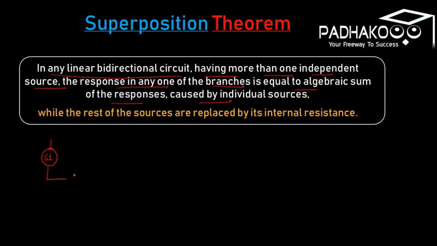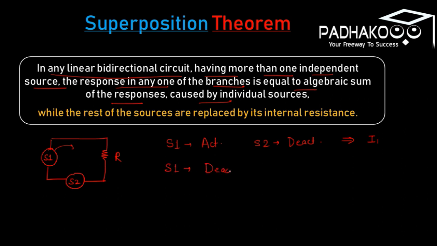We have sources S1 and S2 with resistances R in the same circuit. As we can see, it's a very simple circuit. According to the definition of the superposition theorem, activate one source and deactivate all the others to find out the individual response. So here S1 is activated and S2 is deactivated to find the response I1, and subsequently S1 is deactivated and S2 is activated to find the response I2. As you can see, S1 is activated in the first case and deactivated in the second, and S2 is deactivated in the first case and activated in the second case to find the value of I2.